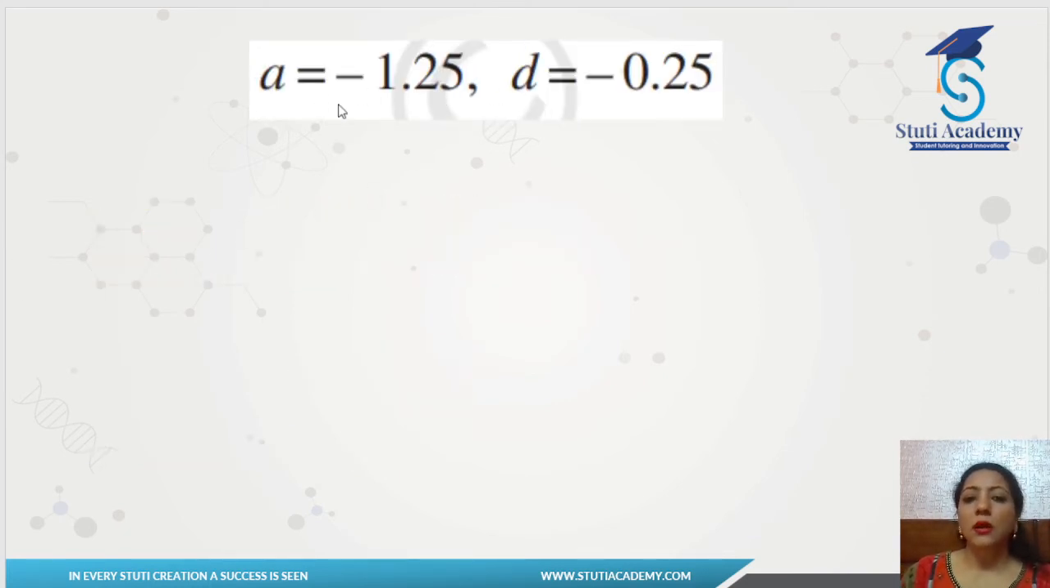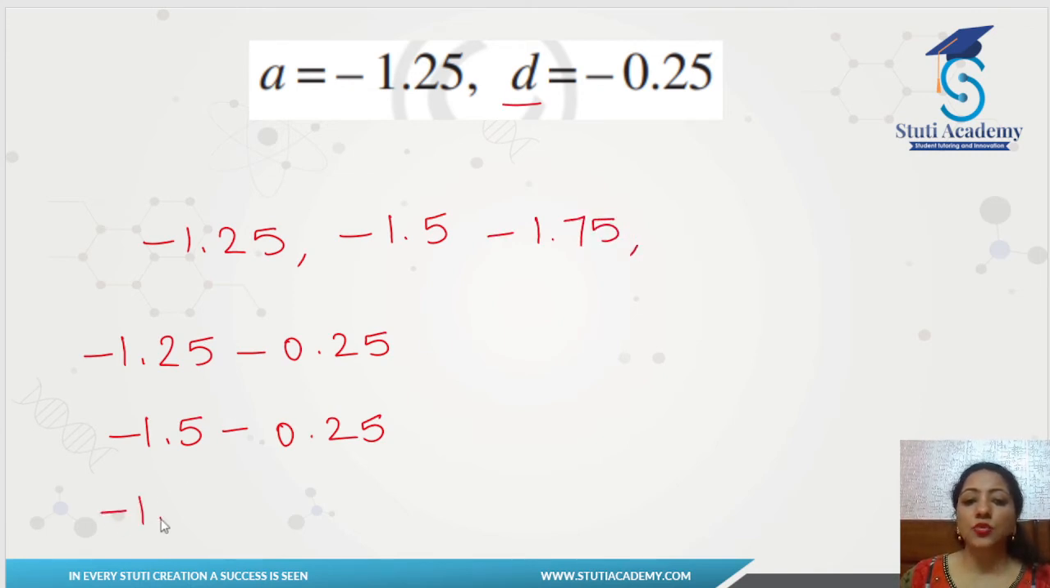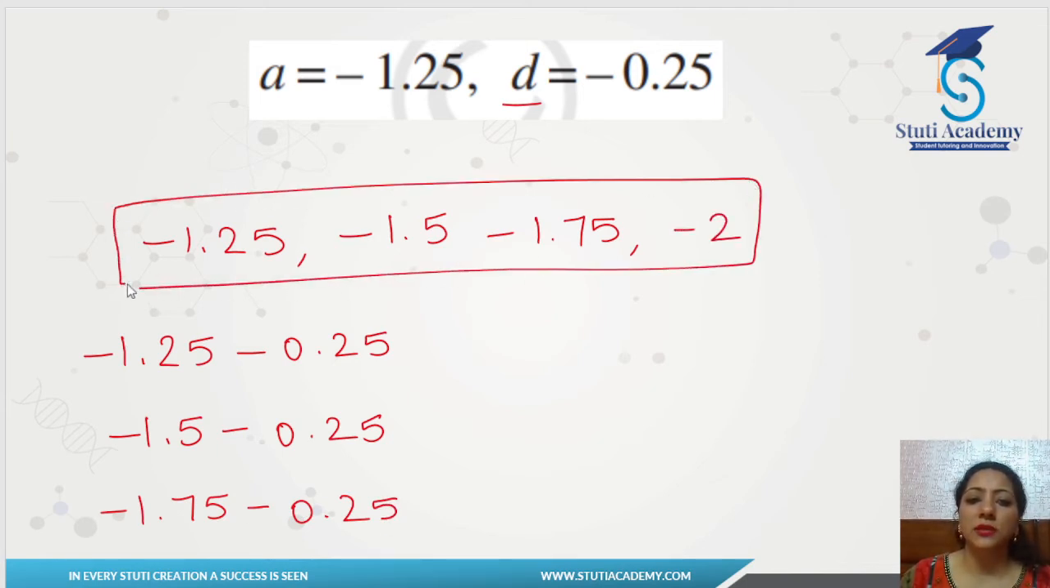Now let us discuss this one. We have A as minus 1.25. That's the first term. We need to get the second term. So D, the common difference, is already given to us, minus 0.25. So the first term plus the common difference will give us the second term. So this would be minus 1.5. Now to this minus 1.5, if we add minus 0.25, we will get minus 1.75. And to this minus 1.75, if we add minus 0.25, we are going to get minus 2. So these are the first 4 terms of the arithmetic progression.